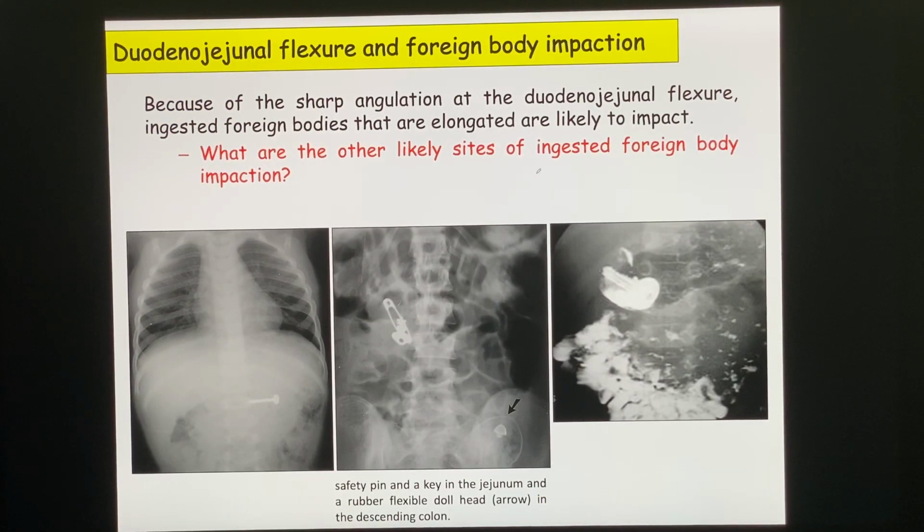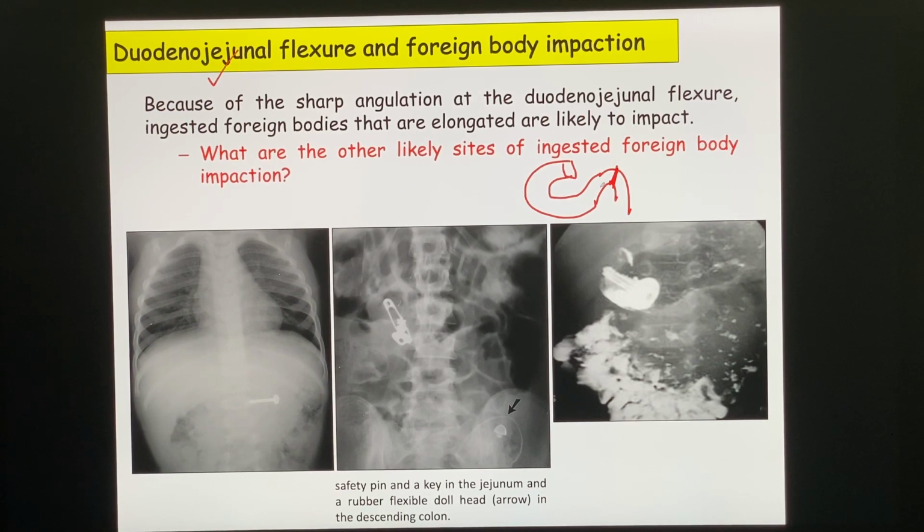Duodenojejunal flexure. What is the duodenojejunal flexure? If I'm going to draw the duodenum like that, this is the C-shaped duodenum with the first part, second part, third part, and then we have the fourth part going up like that. Now if you look at the fourth part, it becomes continuous as the jejunum. So this bend is called the duodenojejunal flexure.